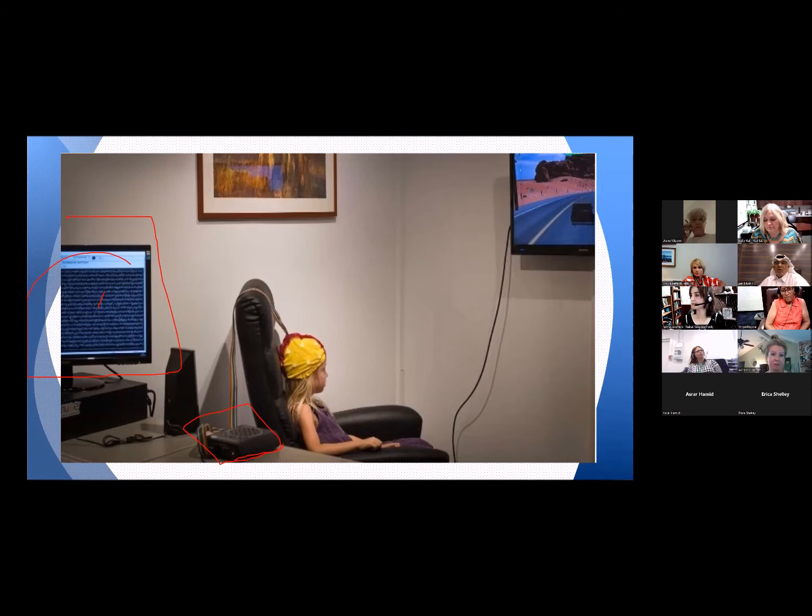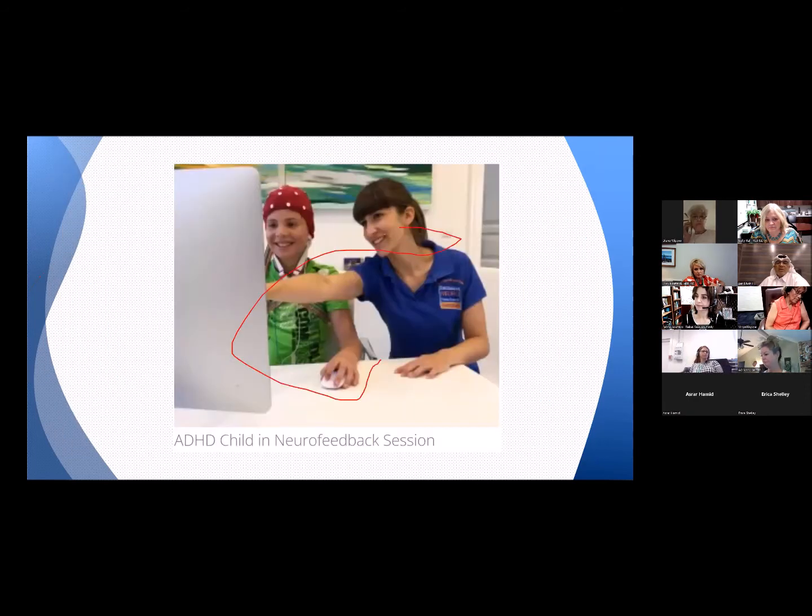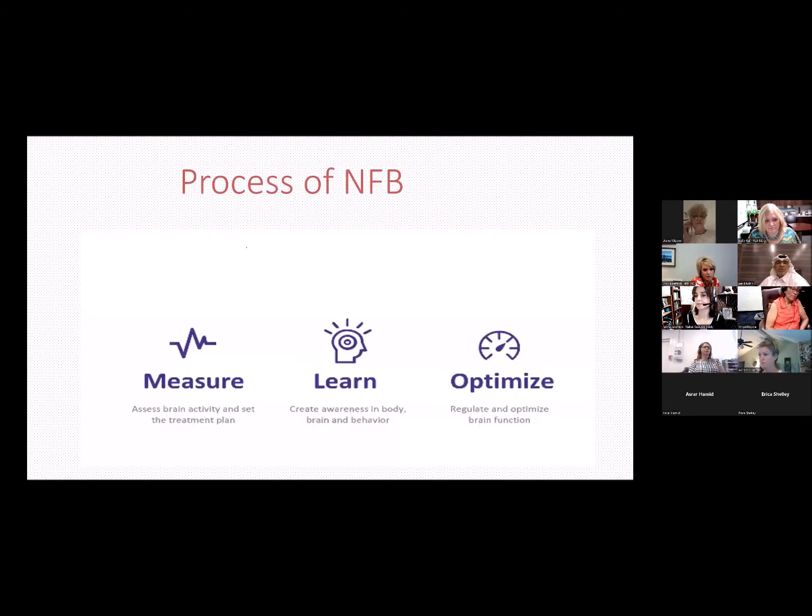Now we connect this with a TV, and now the learner is getting feedback from the TV itself. Now we can see here that the clinician could also use the screen of the computer as feedback with some ADHD students.